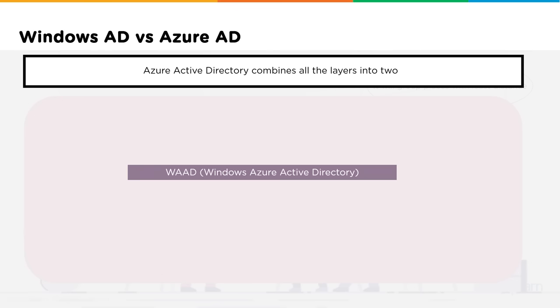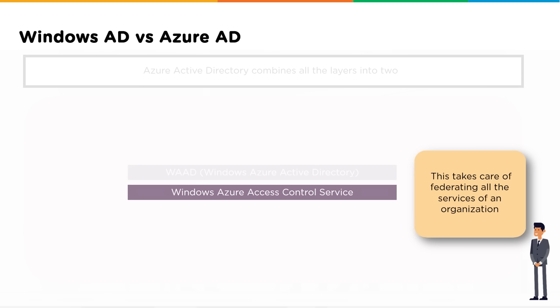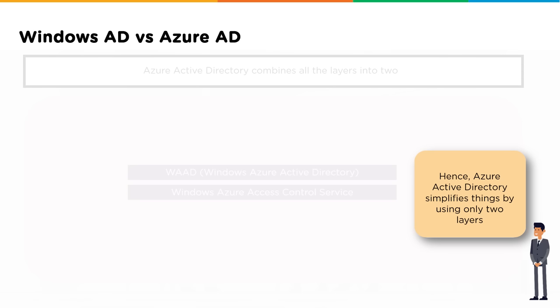And these are the Windows Azure Active Directory, or the WAAD, where it combines all the problems when it comes to identification management, which is almost all five layers taken into one. And the Windows Azure Access Control Service enables the federation or the division of all these services of an organization. And by division, I mean assigning each of these services to these users. So that is taken care of by the Windows Azure Access Control Service. Hence, Azure Active Directory is able to simplify a lot of the problems that Windows Azure Active Directory had.